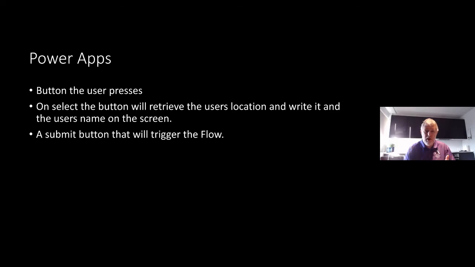So in Power Apps, there should be a button that the user presses. When the user presses the button, it should retrieve the location and write it to the screen. There's no practical reason why I write it to the screen. It's just so you guys can see it, so it's not just some kind of black magic happening behind the scenes.